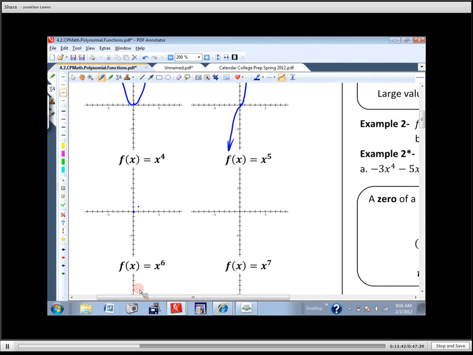You get a 16. So it gets big really fast. So it would be way up here. Okay, so we'd have a point way up there. And what about on the left side?